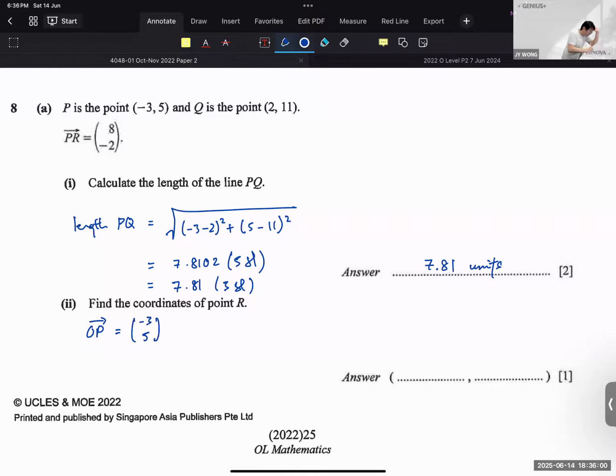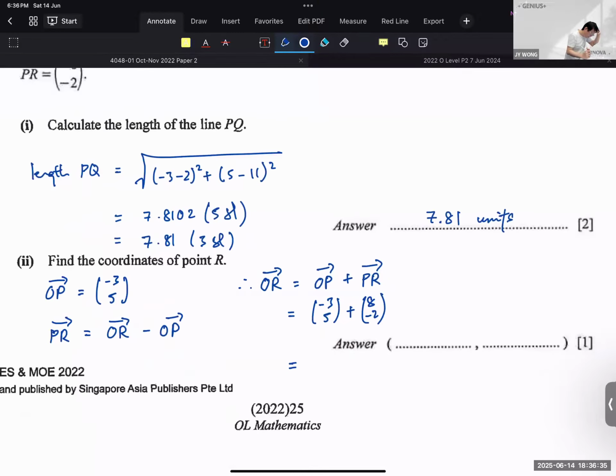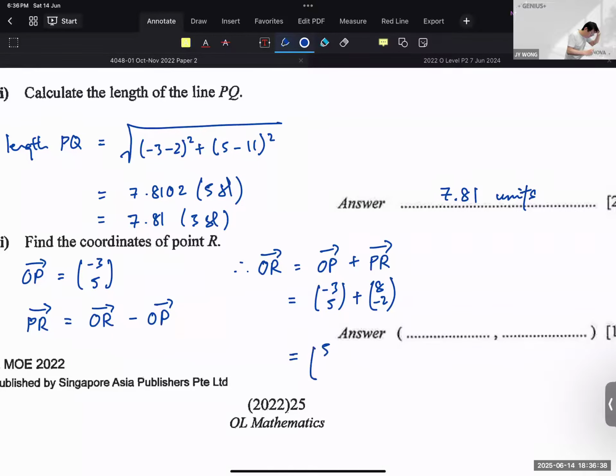And therefore, what do we know about PR? PR is equal to OR minus OP, right? And therefore, OR is equal to OP plus PR, which is (-3, 5) plus PR, which is (8, -2), which will give me (5, 3). And therefore, this is (5, 3). Done.